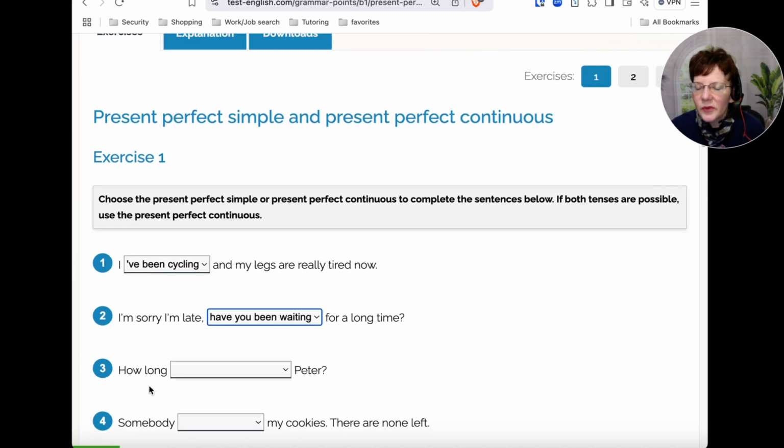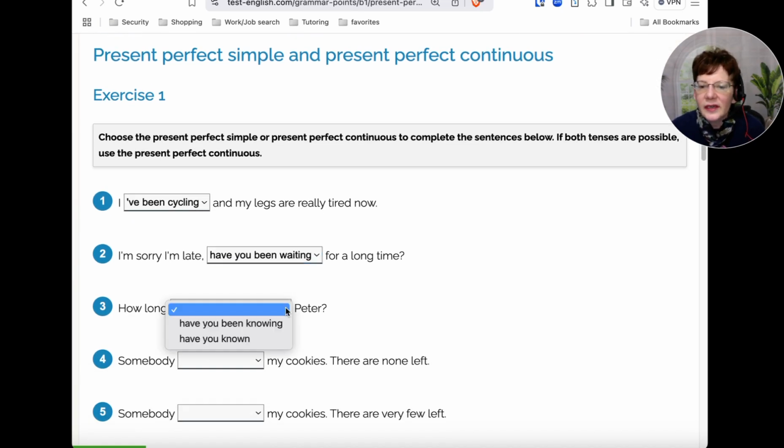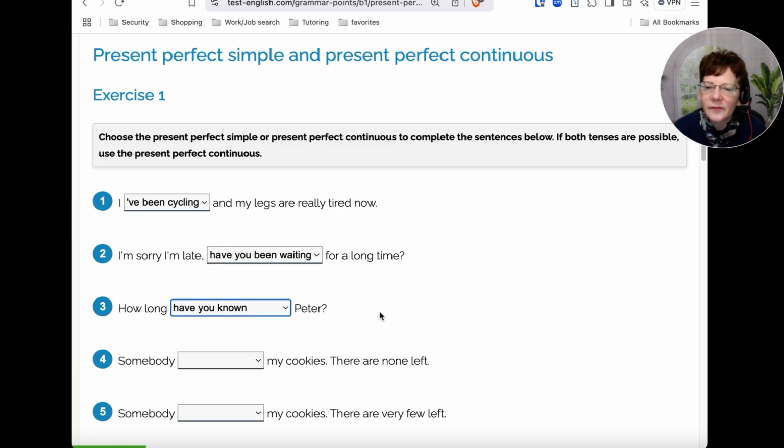All right, number three: how long have you been knowing or have you known Peter? Because know is a non-action verb, we know what to do, right? So if you chose the second one, have you known, you are correct. The present perfect. Okay, let's see number four.